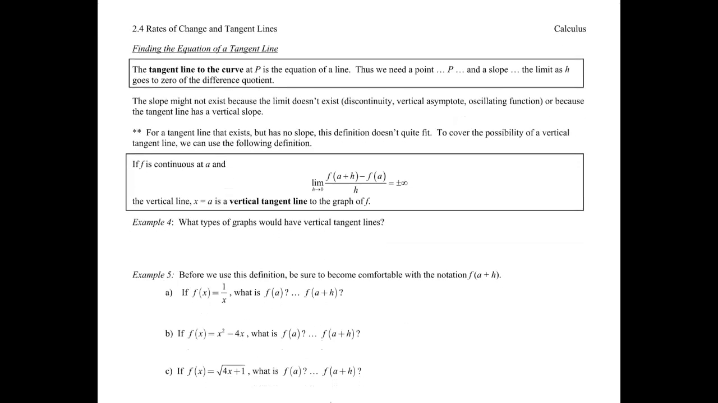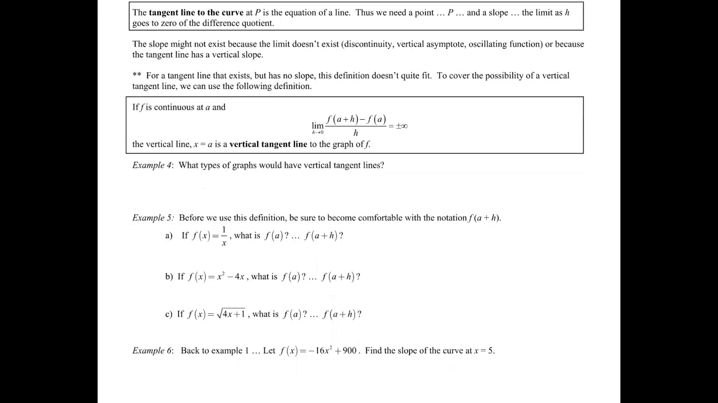So to cover the possibility of a vertical tangent line, we can use the following definition. The limit as h goes to 0 of f of a plus h minus f of a all over h is equal to positive or negative infinity. The vertical line x equals a is a vertical tangent line with the graph of f. So what types of graphs would have vertical tangent lines?